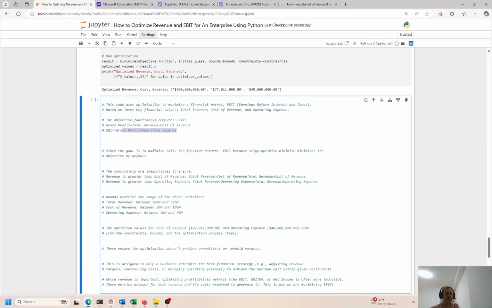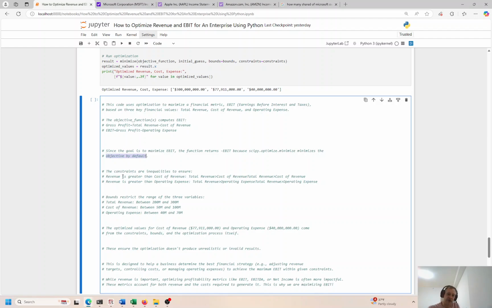They're highly correlated. They're tightly bound together. But we're doing this because we're minimizing the objective function by default, right? So increasing revenue and decreasing expenses. That is the goal here.